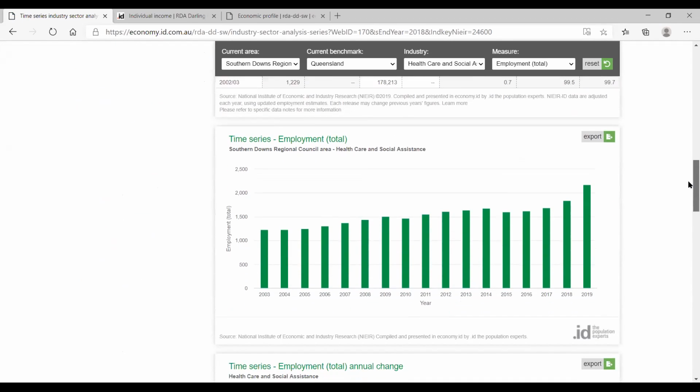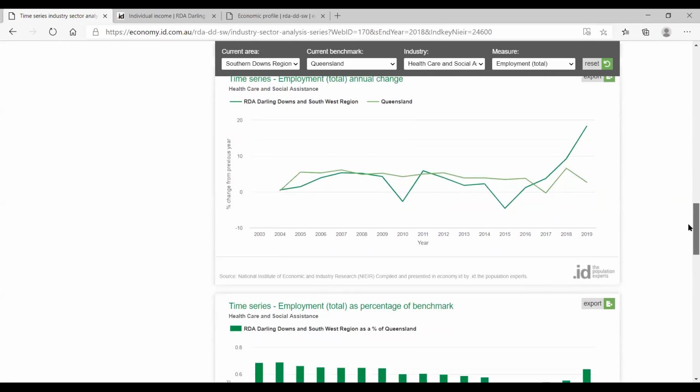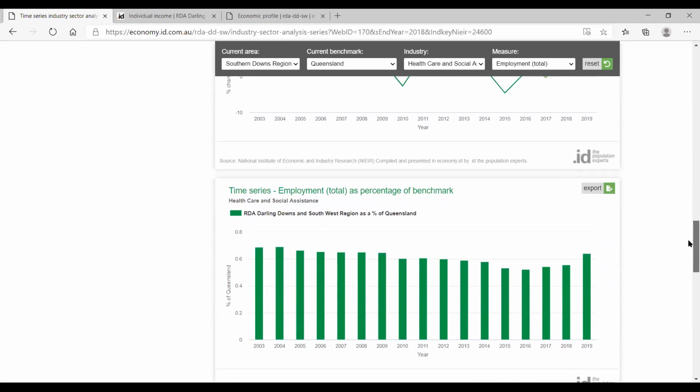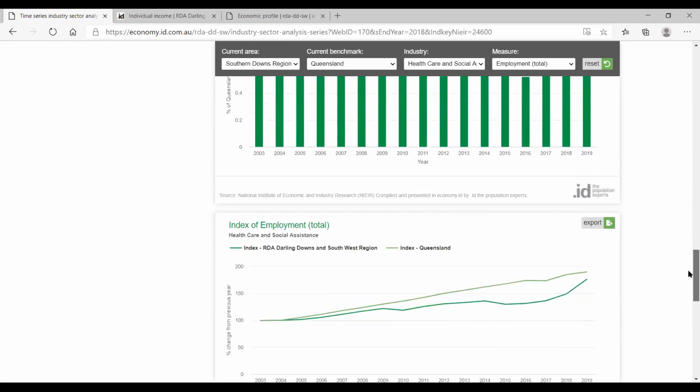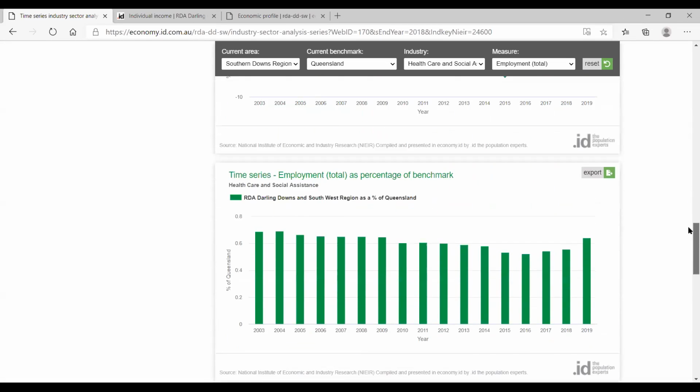When you come down, you can see that in terms of healthcare and social assistance, we've seen an increase in employment over time. Once again, you get all of the different ways of displaying the data. So we're starting to catch up here, back to Queensland levels.